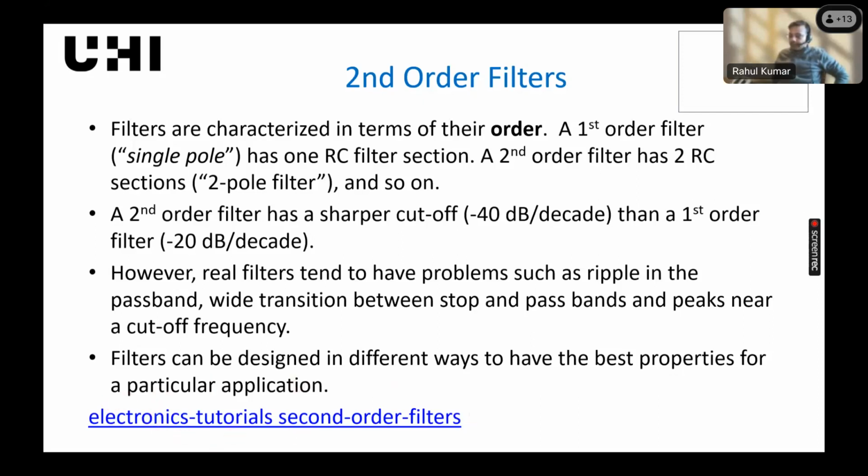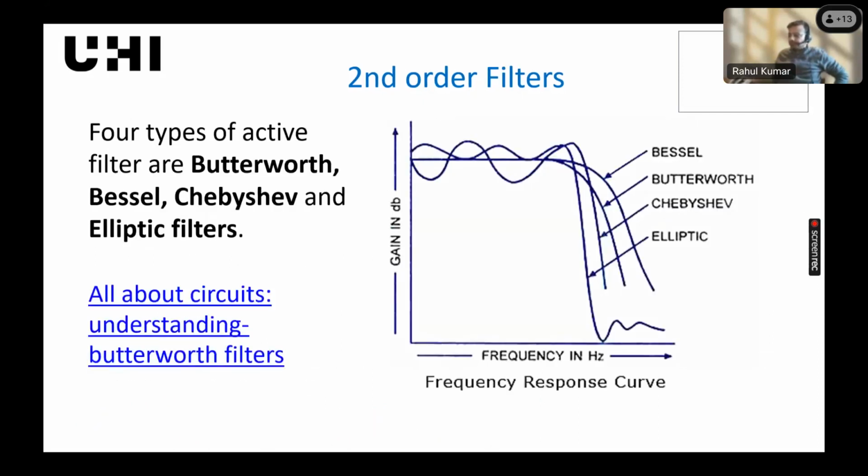So here is an electronic tutorial on second order filters. This is again a link to a web page with more details about the second order filters. If you are interested, you can go through it. So these are all the second order filters. There are different types of filter. You have Butterworth, Bessel, Chebyshev, and elliptic filters.